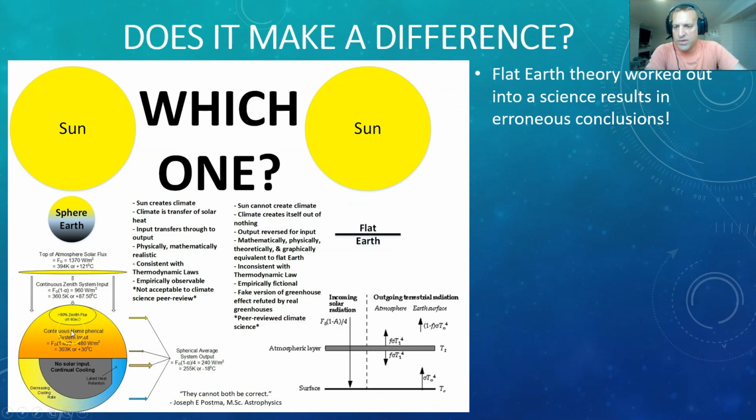So does it make a difference? Here's my model on the left, and here's the traditional model on the right that they use in climate science. So does it make a difference? Yes, it makes a difference. And what is the difference? It's this. They're using a flat line as the Earth. They're drawing the Earth as a flat plane. Is the Earth a flat plane?